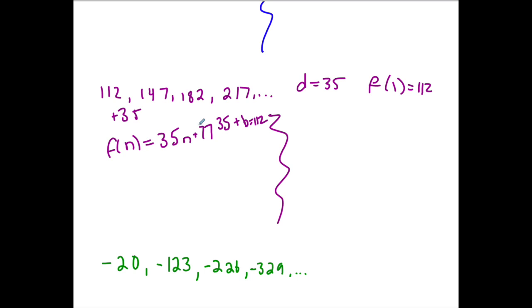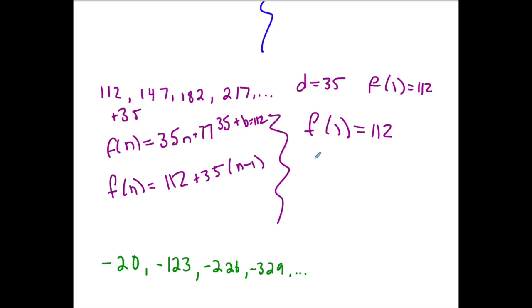Okay, now let's check my work. If I plug in 3, I'm supposed to get 182. So 35 times 3 is 105, plus 77 is 182. Nice. Or I use the n minus 1 thing. 112 plus 35 times n minus 1. Recursive rule, I start with my f of 1, and then I do my f of n is the previous one plus 35.